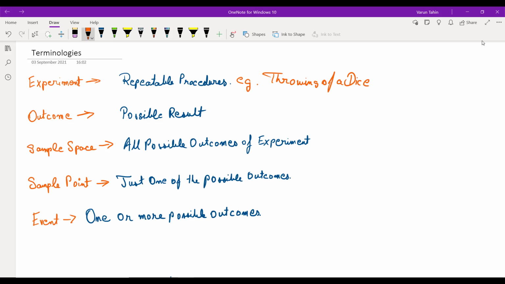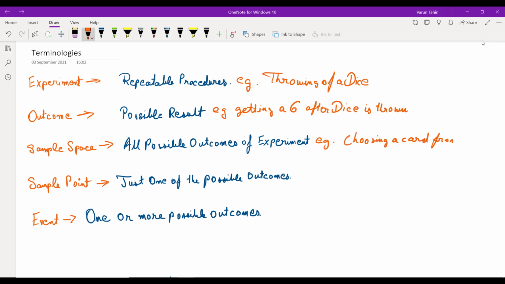Okay, so any of these can be regarded as an experiment. Now outcome is a possible result out of the experiment. An example of this can be getting a 6 after throwing a dice. Now sample space is all of the possible outcomes of the experiment. So an example of this can be choosing a card from a deck. Our sample space is all the 52 cards that are present in the deck, and from that we'll choose one. So our sample space becomes 52.